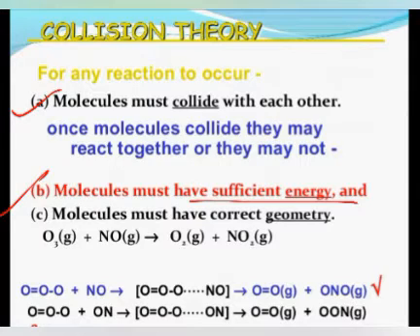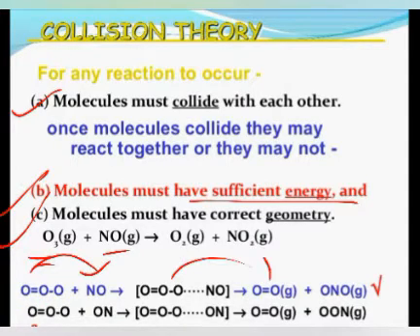Molecules must have sufficient energy to react. Third, molecules must have correct geometry. Like O3 is ozone, NO is nitrogen oxide. When they react, they will give O2 and NO2. So O3, you know the structure of O3, will react with NO. You can see the steps, so this must have correct geometry. The second one is wrong. The first was correct because in the first one the geometry is right, O3 converting into O2, whereas you can see here OON is not any formula. Okay?